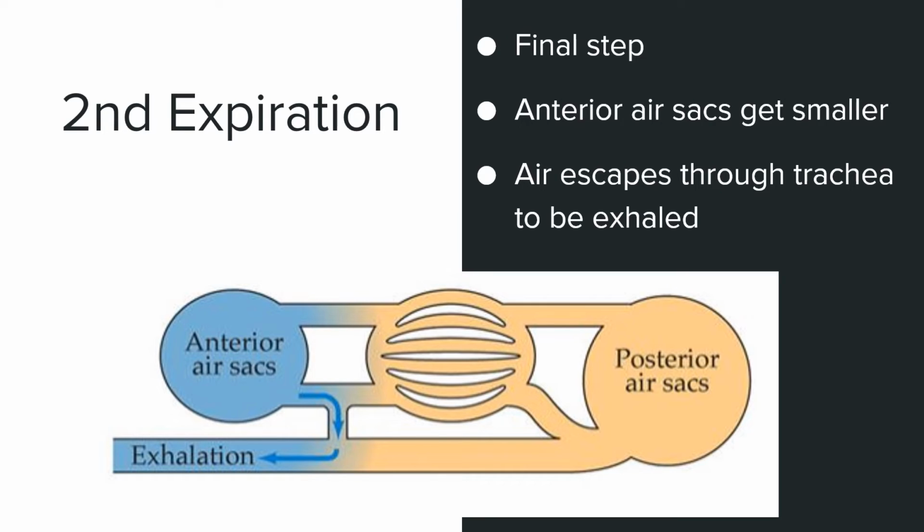That's the second cycle. So birds take 2 breaths for every one of ours, if you want to think of it that way, because the first breath gets the air into the posterior air sacs, then they exhale, that gets it to the lungs, then they breathe in again, that gets it to the anterior air sacs, they exhale again, and that second exhalation is what is getting the air out of the actual bird's body.